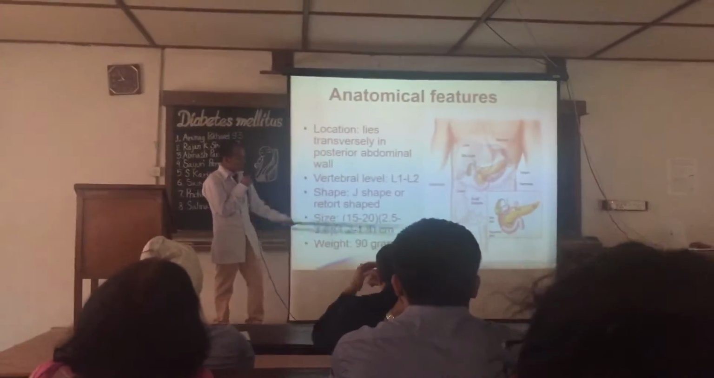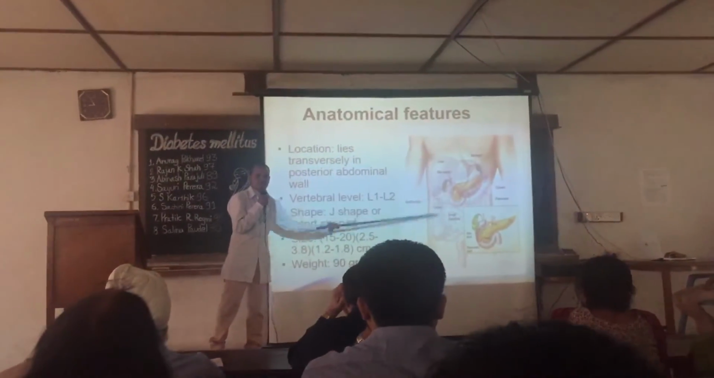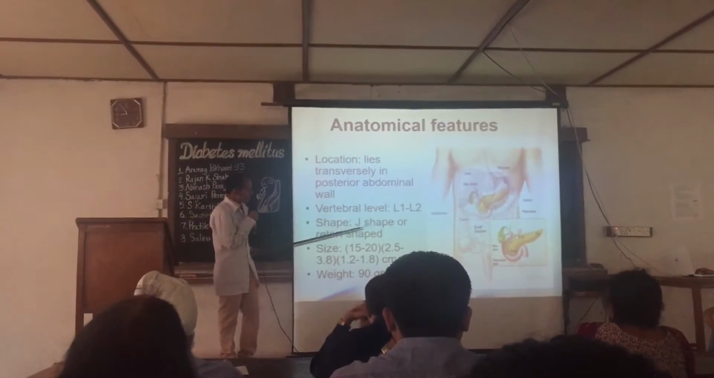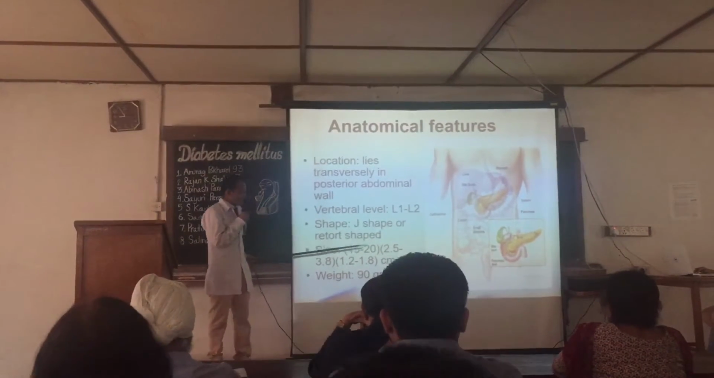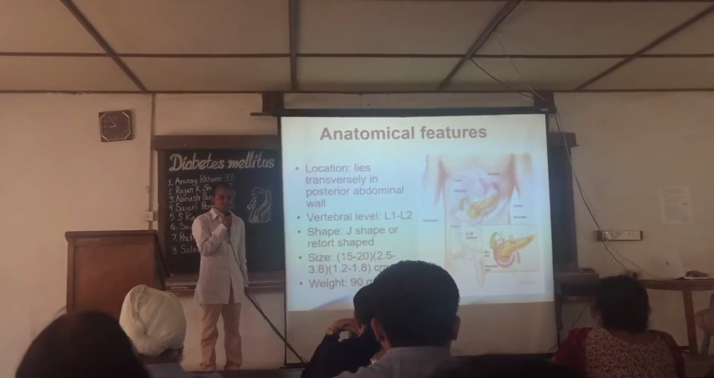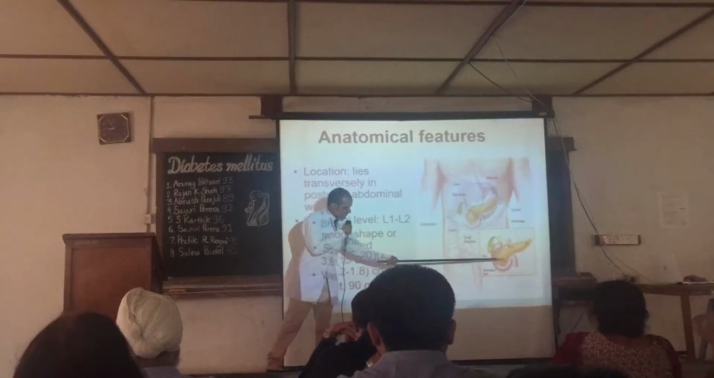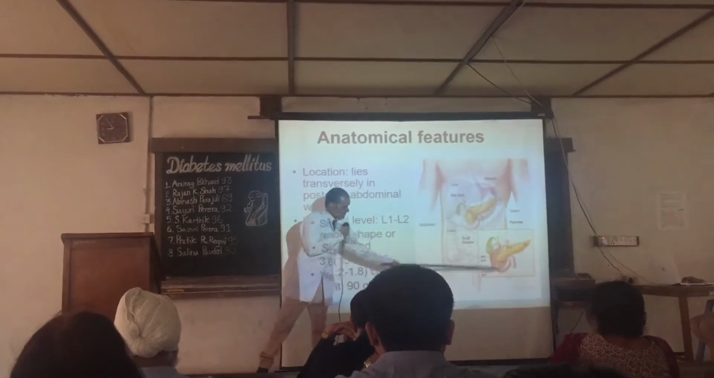It is located in the upper abdomen, just behind the stomach and next to the small intestine. It lies at the vertebral level L1 to L2. It is a J-shaped or rotor-shaped organ. It is 6 to 8 inches long and 2 inches wide. Its weight is around 90 grams. Anatomically, the pancreas is divided into head, body and tail.